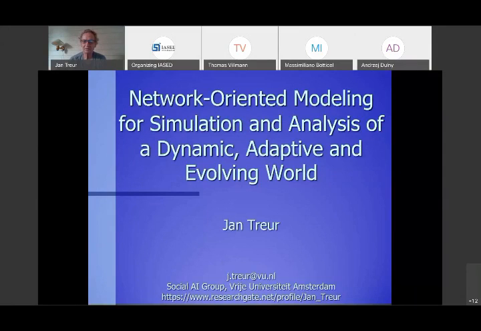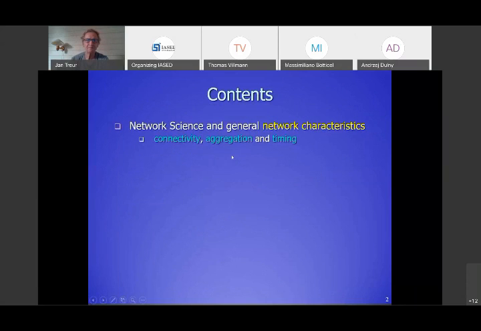I will talk mostly about different forms of dynamics and adaptivity for network models, and what you also can see reflected in the title. We use a type of network where we have a specification in terms of connectivity, aggregation, and timing. I will come to that in a few more details later. And we call it temporal causal networks.